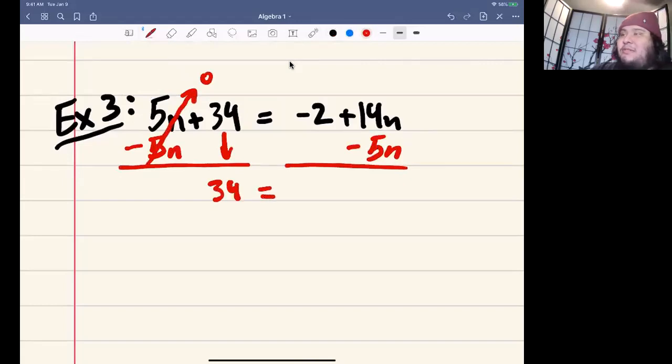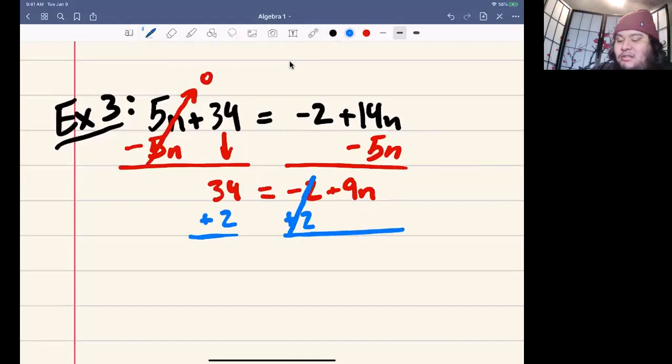And then, did we do anything to this negative 2? No, so we're just going to bring that down. But what's 14 minus 5? That's right, it's 9. So it's going to be plus 9n. All right. And next, what we're going to do is we want to get this n by itself. So what we got to do is we got to get rid of minus 2. How do you get rid of minus 2? We're going to do plus 2 to both sides.